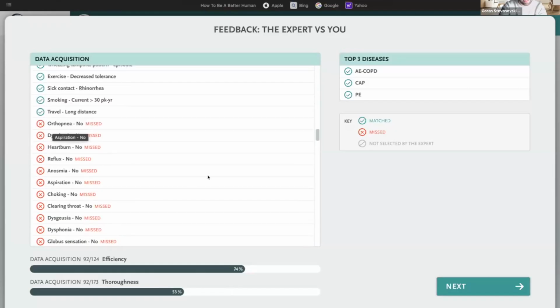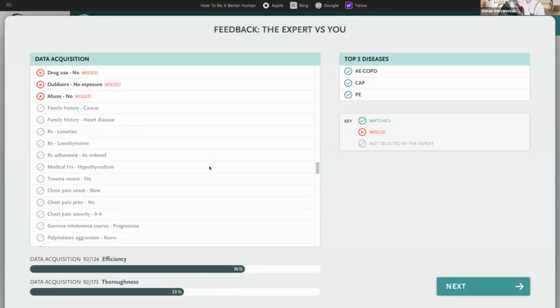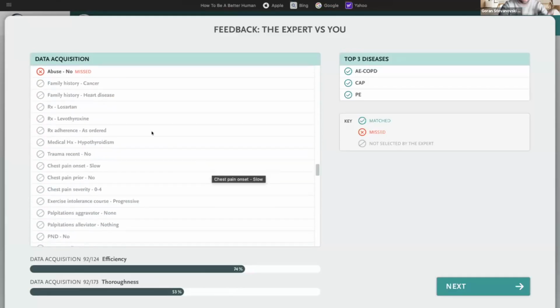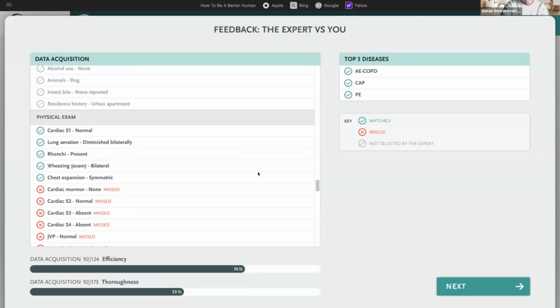So you see, I've kind of missed all of these. The orthopnea, or the lack of dysphagia, the lack of heartburn, all of these are things that if I were to note them, my thoroughness would have been better. But all of these here are not that important for this case.